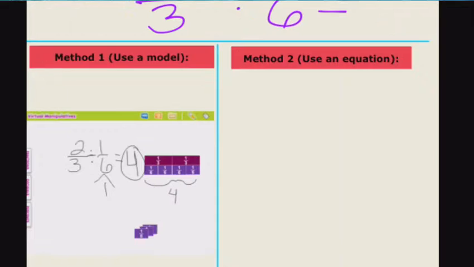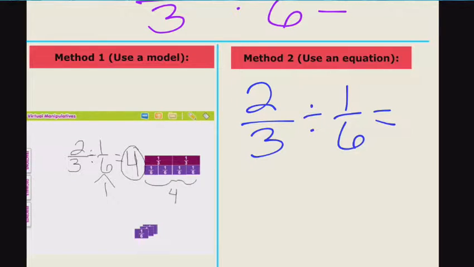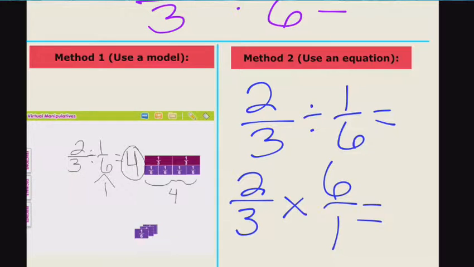Okay, second method, let's go ahead and use our equation. So we've got 2/3 divided by 1/6. Again, we're going to rewrite this as a multiplication problem. So we've got 2/3 times the reciprocal of 1/6, which is 6/1. You got it. Look for things you can cancel. I spy a 3 and a 6 that have a common factor of 3. I'm going to divide them both by 3.